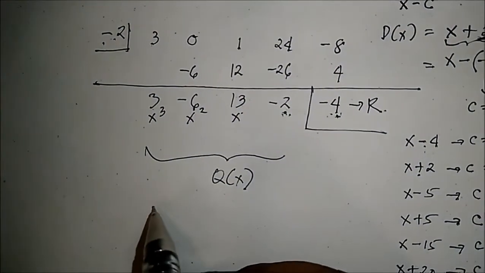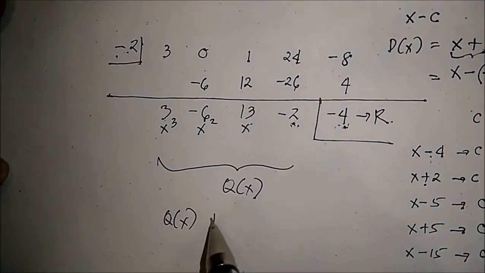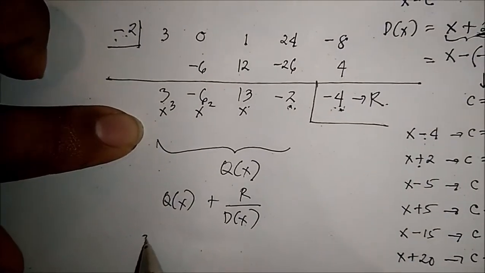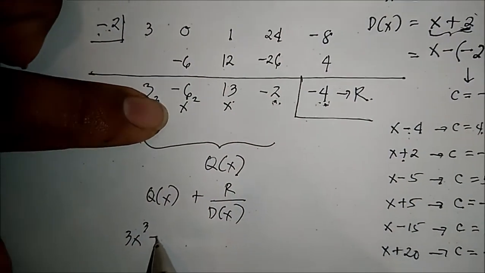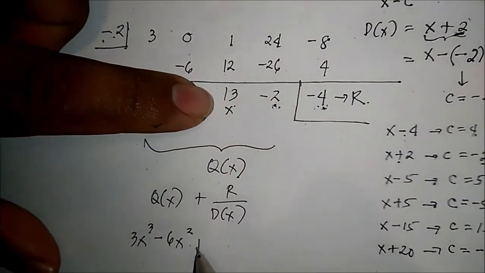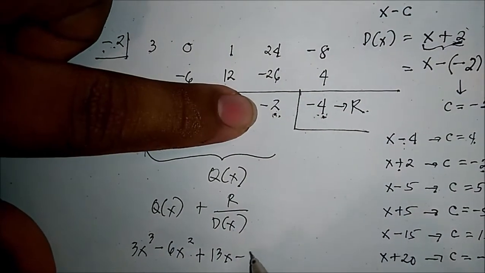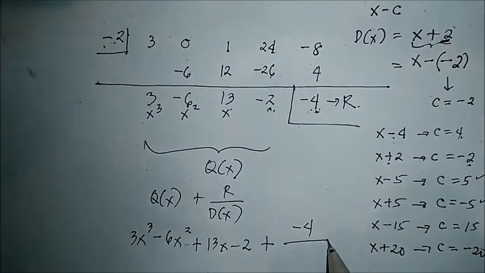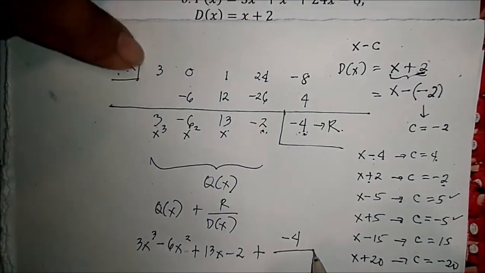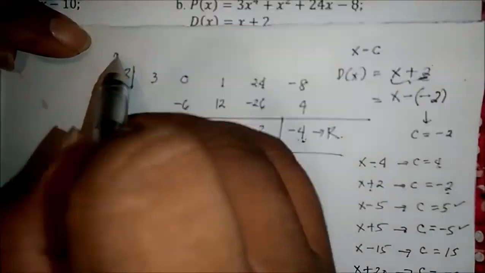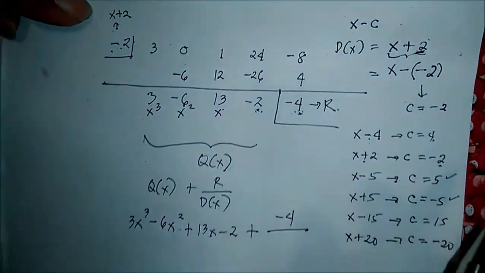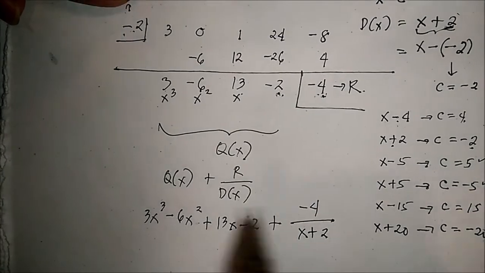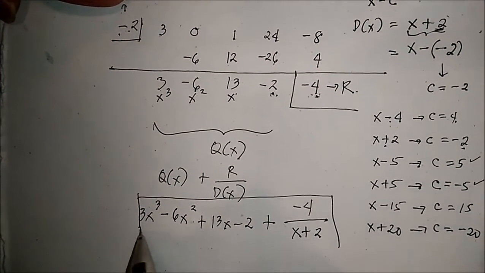So, rewriting the final answer in the form Q of X plus R over D of X. So, we have Q of X is 3x cubed minus 6x squared plus 13x minus 2 plus the remainder is negative 4 over the divisor. If this is negative 2, the divisor is x plus 2. That's the technique. Always change the sign. Over the divisor x plus 2. And this is now the final answer.